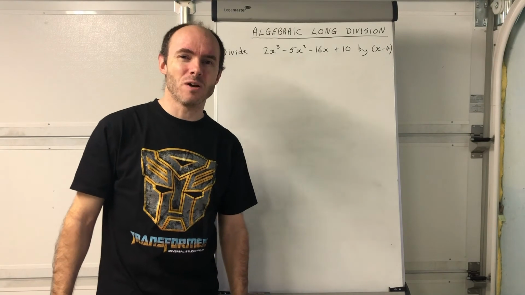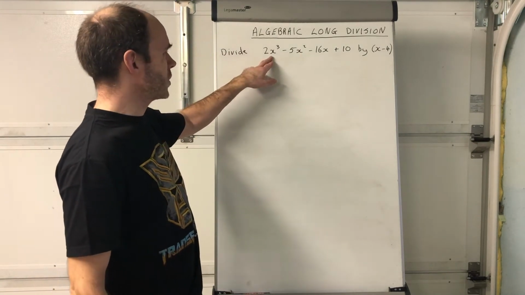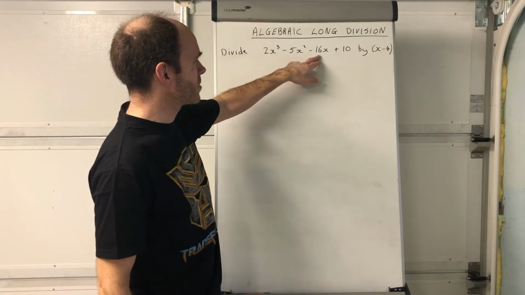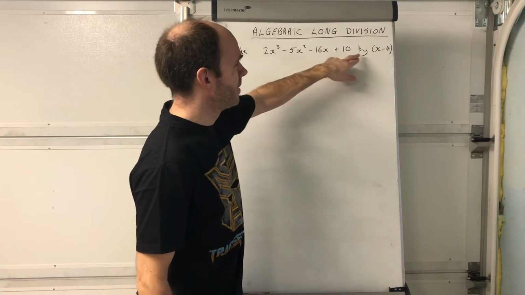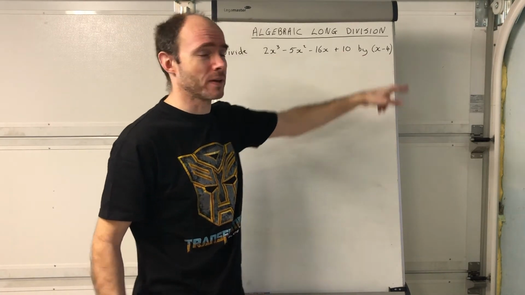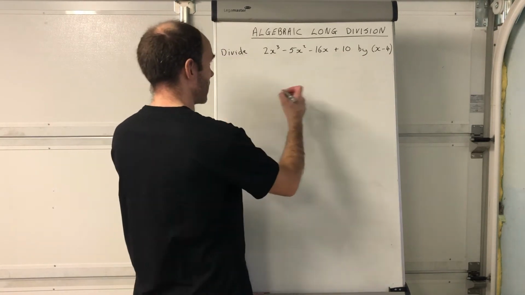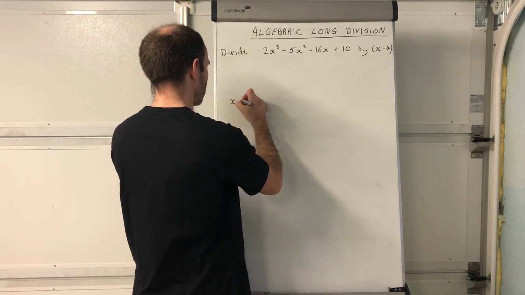Okay, next example. So divide 2x cubed minus 5x squared, subtract 16x plus 10 by x minus 4. Okay, so what we do is we set it out like this. So I'm going to put the x minus 4 there.